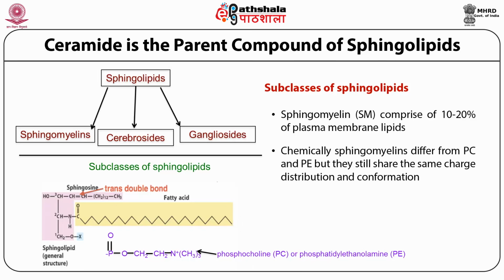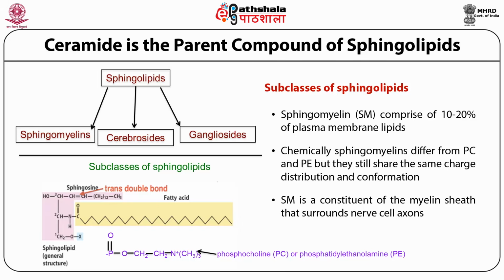Chemically, sphingomyelins differ from phosphatidylcholine or phosphatidylethanolamine, but they still share the same charge distribution and conformation. Sphingomyelin is an important constituent of the myelin sheath that surrounds nerve cell axons.